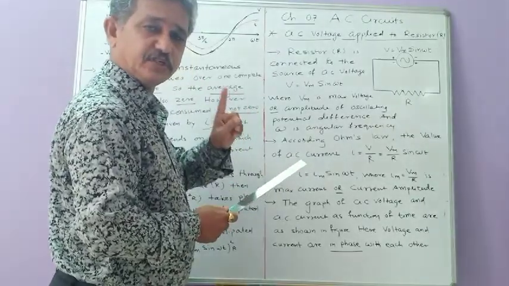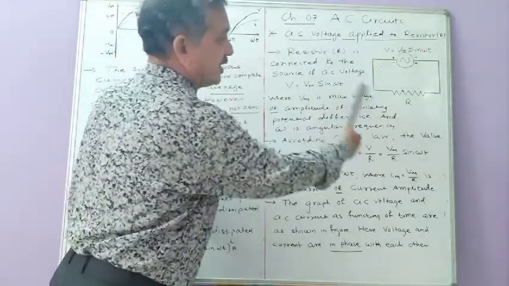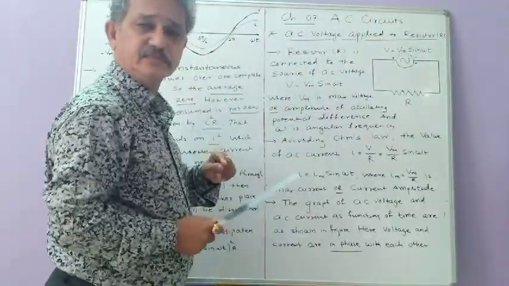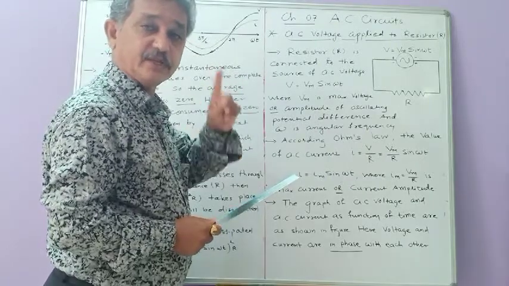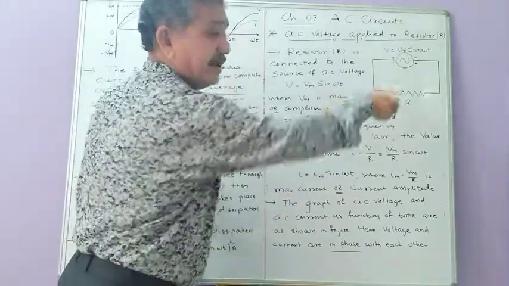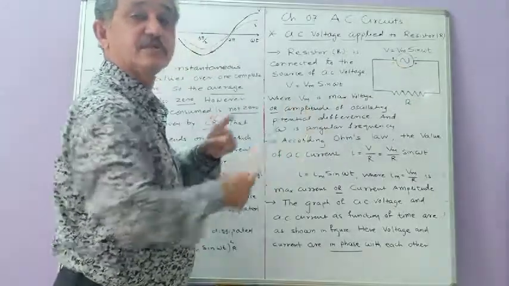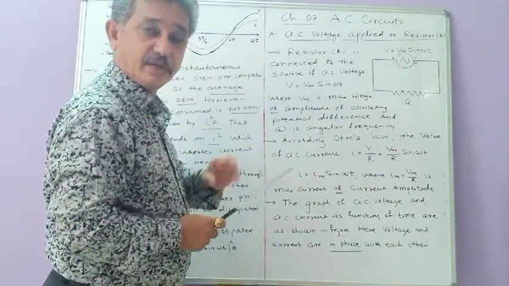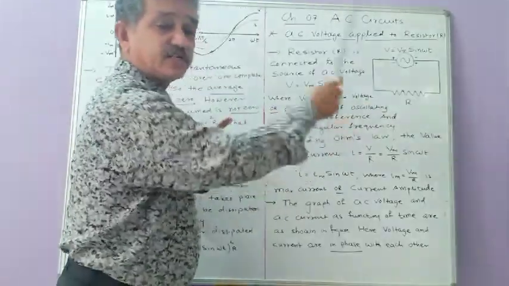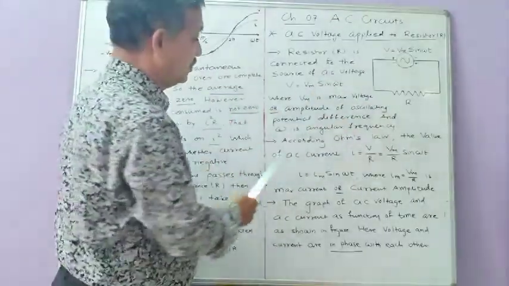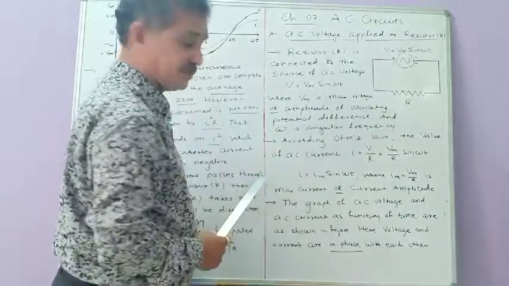If I say frequency is 1, what does it mean? This cycle is completed in 1 second. If I say frequency is 10, that means in 1 second, 10 oscillations, 10 cycles, are taking place. If frequency is 5, that means within 1 second, 5 oscillations, that is 5 cycles, take place. So omega is the angular frequency.